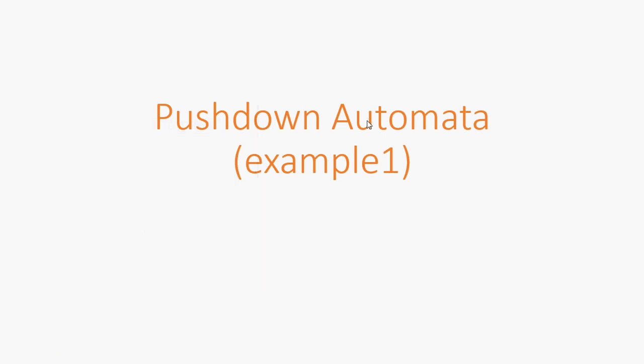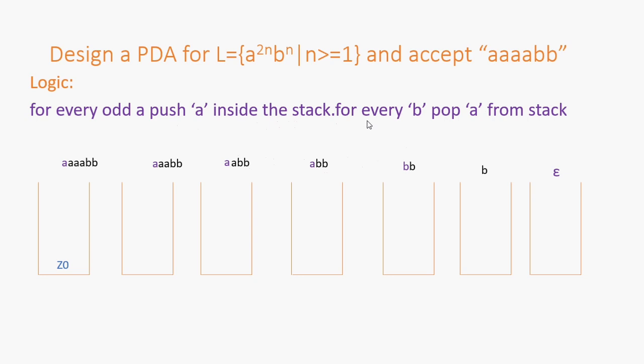In today's video lecture, we will be designing a pushdown automata for a specific language pattern. So, we will take up this language pattern a to the power of 2n and b to the power of n, where n is greater than or equal to 1. That means there should be 2 a's for every 1 b. Now, we will take up a valid string, 4 a's and 2 b's. Now, this is absolutely a valid string.